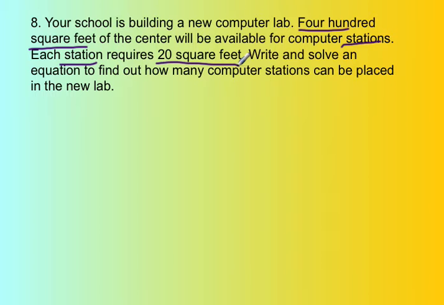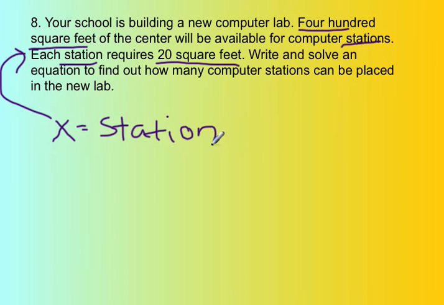Write and solve an equation on how to find how many computer stations can be placed in the new computer lab. So first thing I need to do is pick a variable. Well, I'm going to say x. Well, what's x going to represent? It's going to represent the number of stations that we can have. Okay? So for every x station we have, it's going to take up 20 feet of space. Now that's going to be equal to the 400 that we have reserved in the center of the room.